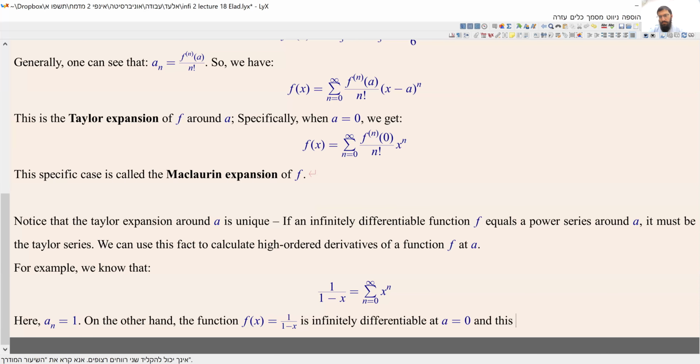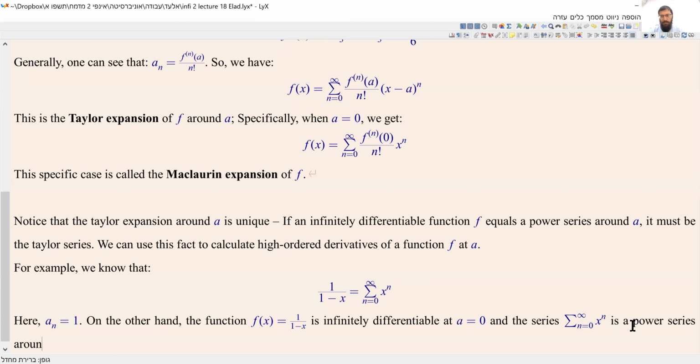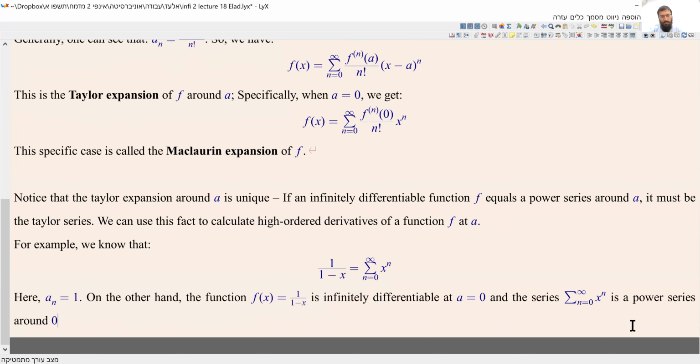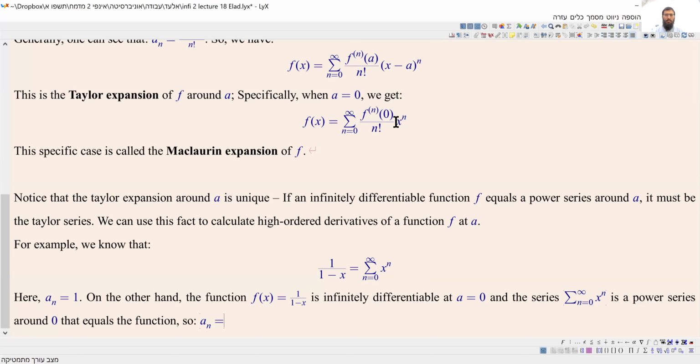And this is a power series around 0 that equals the function. You know the first case? Yeah. So the only two cases where this works is either when we have an infinite polynomial or the power of x is negative.